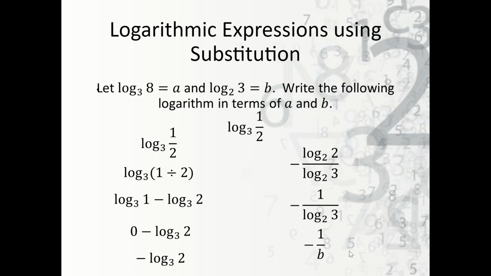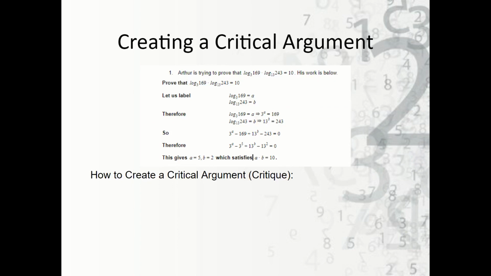So that's how we can use the substitution to solve these things. Now we're going to be looking at, in this case, Arthur's proof of how he was able to solve this logarithmic expression. And what we're going to do is create an argument of the validity of his proof.